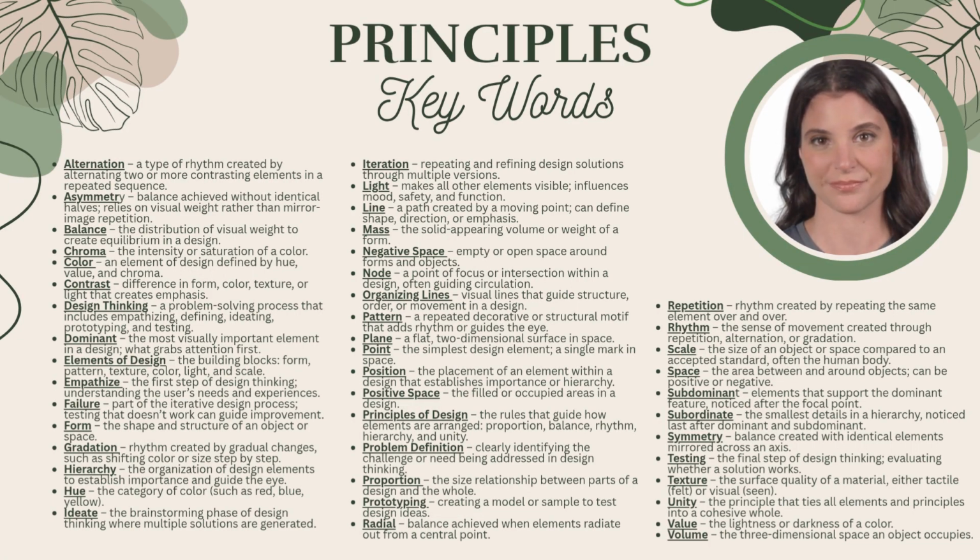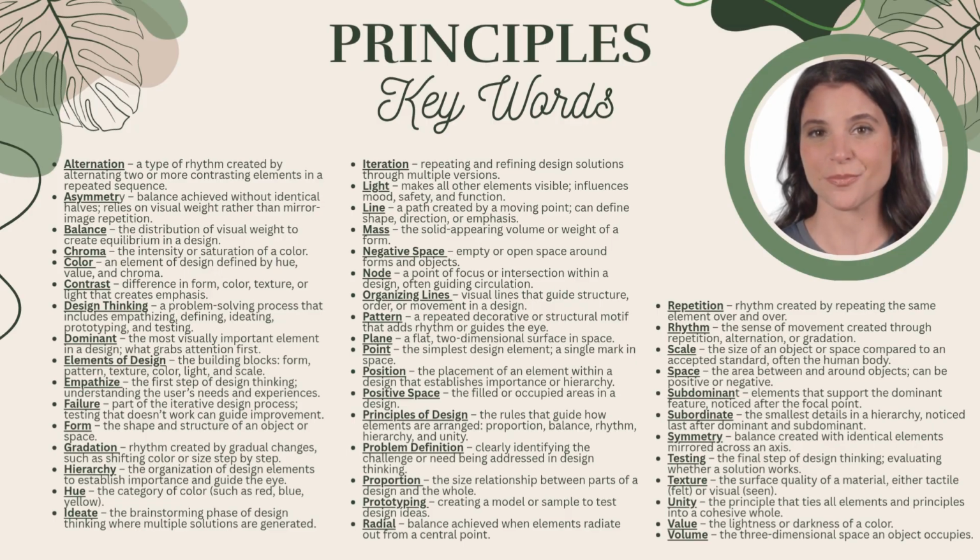Problem definition, clearly identifying the challenge or need being addressed in design thinking. Proportion, the size relationship between parts of a design and the whole. Prototyping, creating a model or sample to test design ideas. Radial, balance achieved when elements radiate out from a central point. Repetition, rhythm created by repeating the same element over and over.